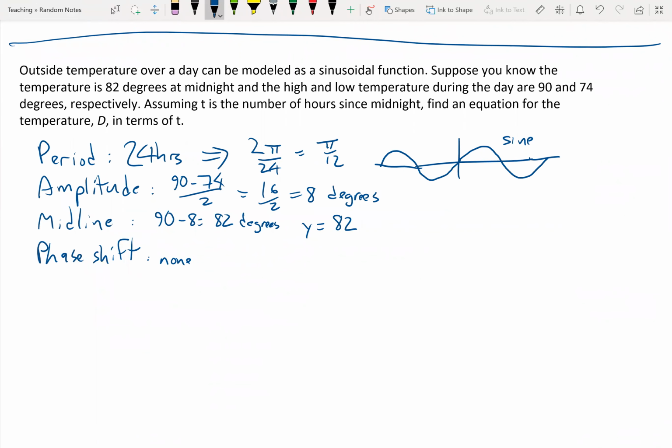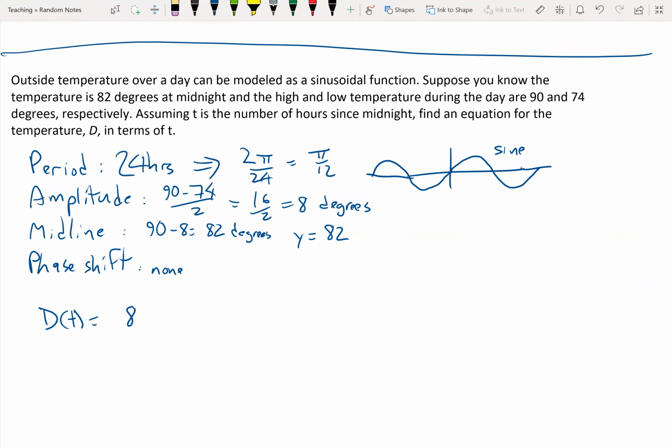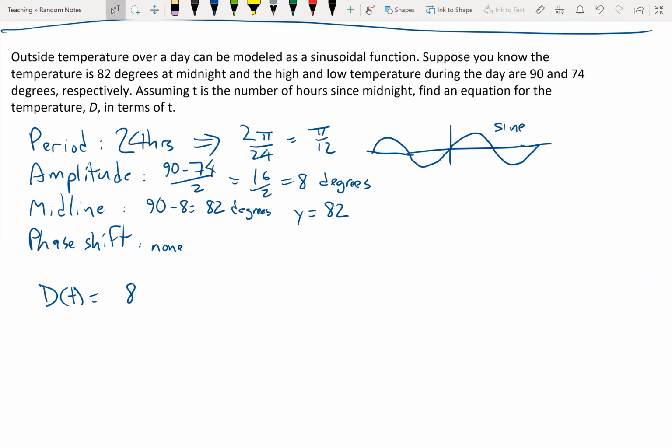So d in terms of t, if we're going to write that as a function, it would be d of t equals, and then the amplitude is the coefficient of our function, 8. This is going to be a sine function, and then in parentheses, the period was 24 hours, which gave us our coefficient of x of pi over 12. Since there's no horizontal shift, I can just multiply that directly by x. Then I add the value of the midline, because that's the vertical shift, 82.